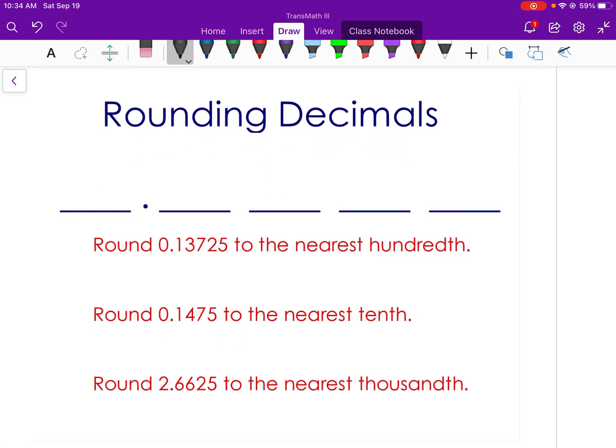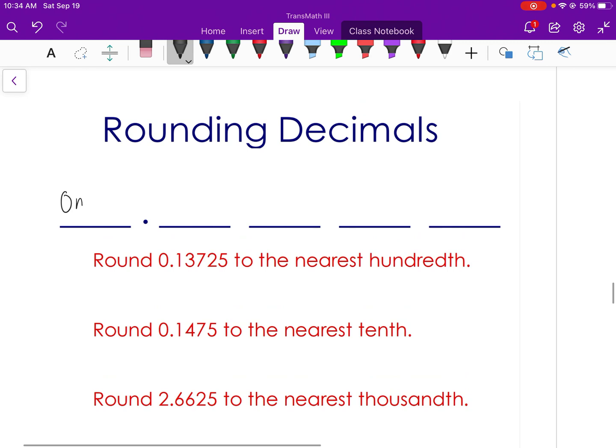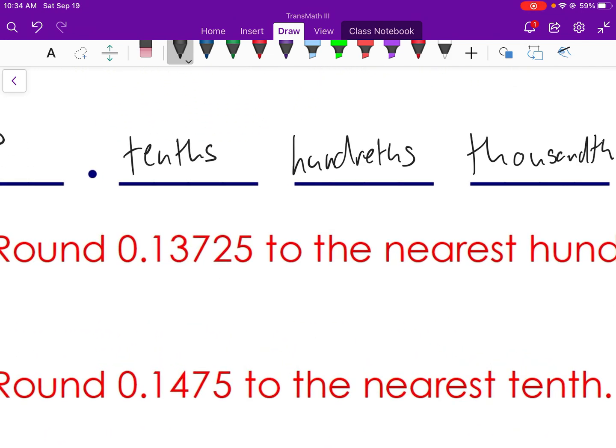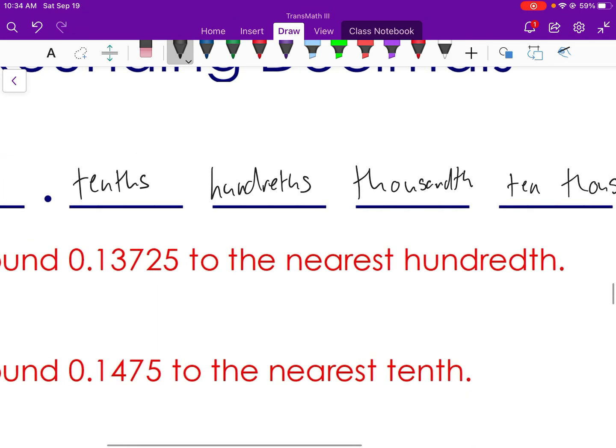Okay, rounding decimals. Again, this is our ones place. This is our tenths place. Hundredths. Thousandths. And then 10,000ths. So rounding 0.13725 to the nearest hundredth.